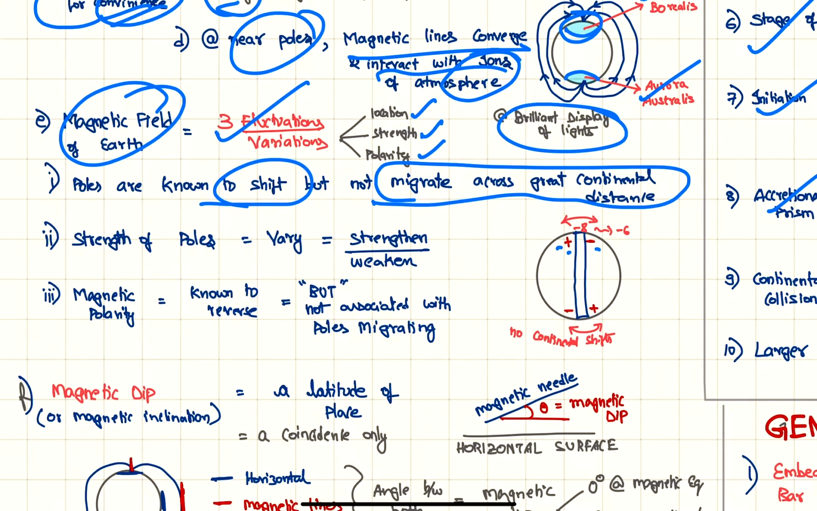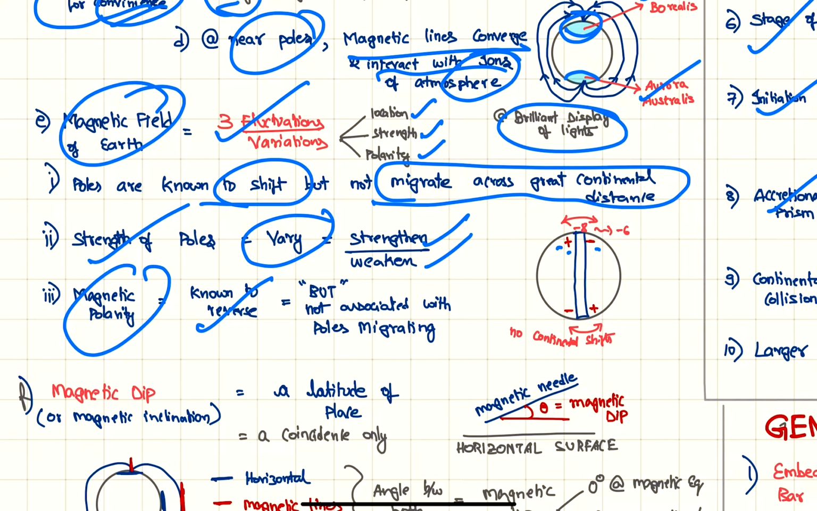Next, we have the strength of poles. They vary. They can weaken or strengthen. Magnetic poles can reverse, but this reversal is not due to the south pole going all the way here. Rather, the strength changes from +8 slowly to 0 and then to -6. So this is how polarity reverses.